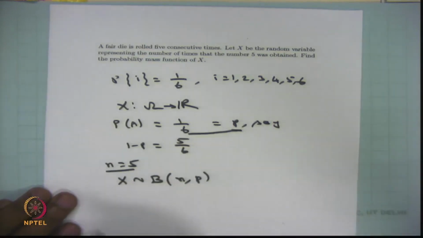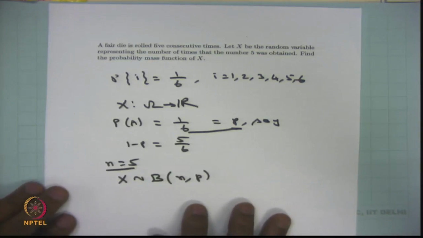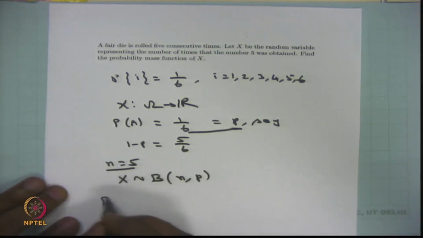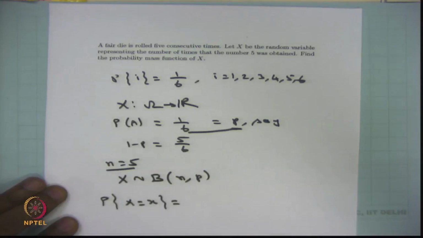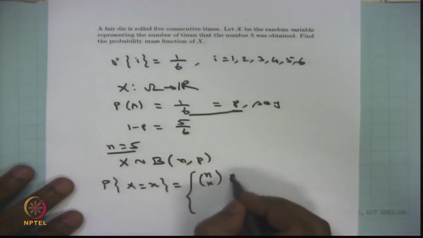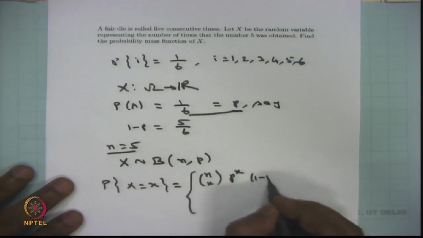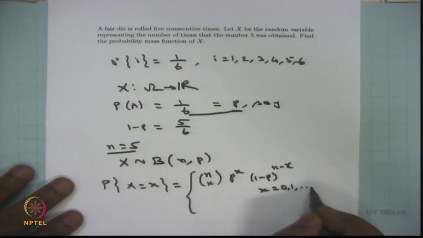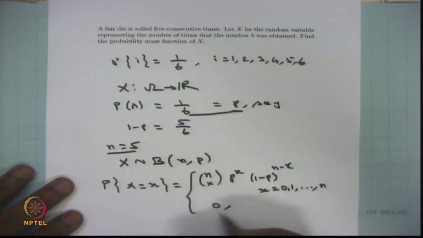Now the question is to find the probability mass function of X. You know that since it is a binomial distribution, you can immediately write the probability mass function in the form nCx p^x (1 minus p)^(n minus x), where x takes the values 0, 1 and so on till n, and 0 otherwise.